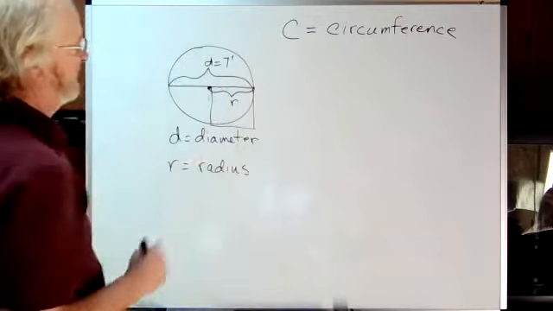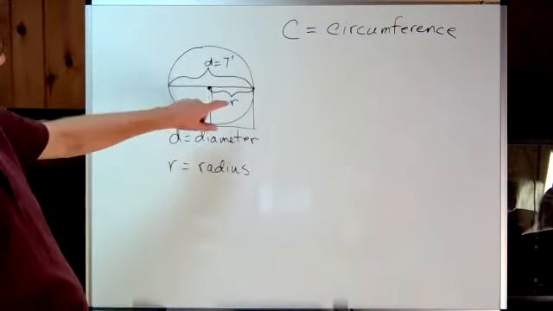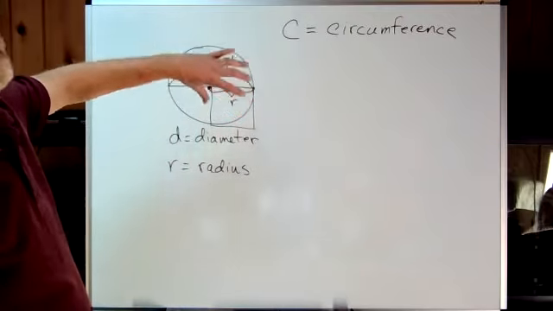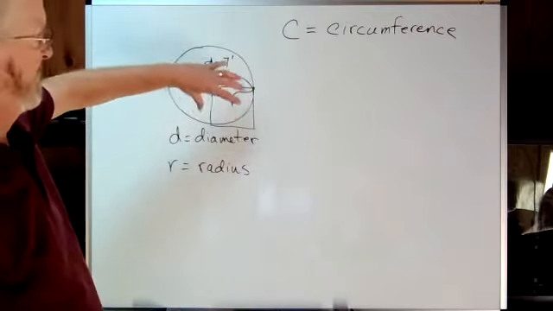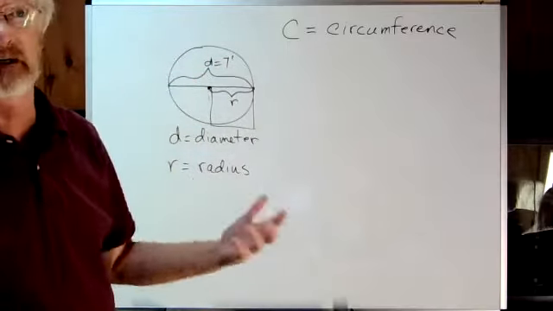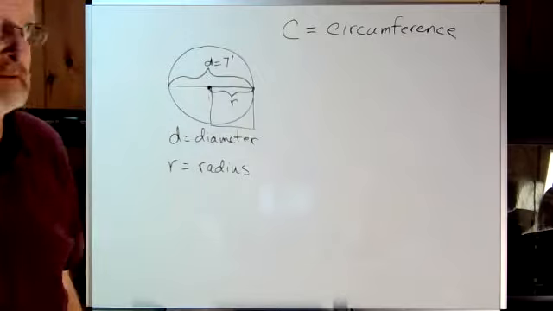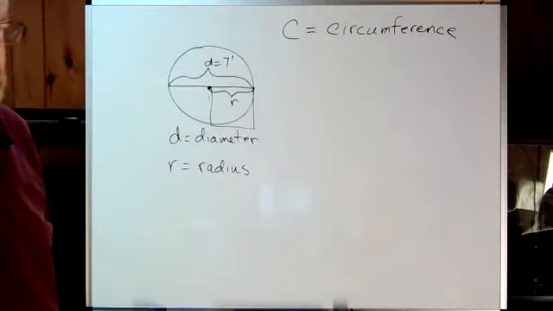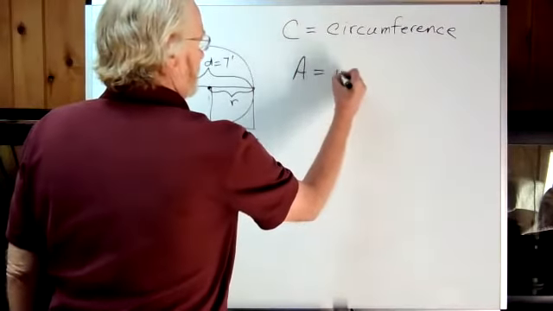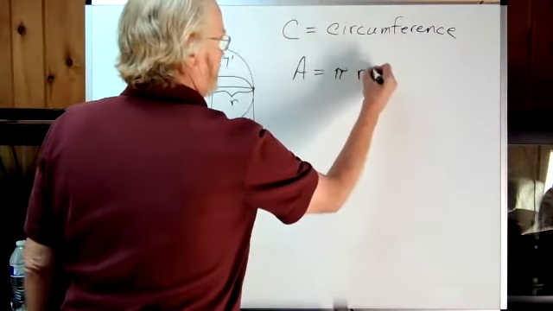If I square the radius and I get this little square, it's pi times that square. How many of those squares fit into this? Pi times the radius squared. Pi r squared. You hear the joke, pie are round. Haha. Okay, area is pi times the radius squared.